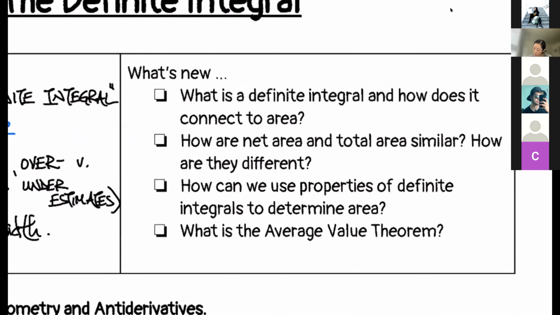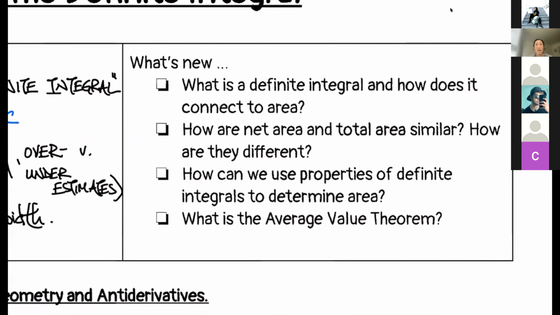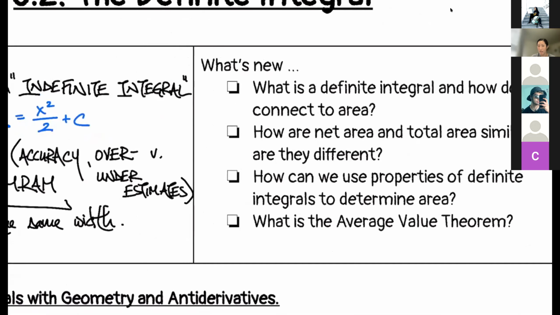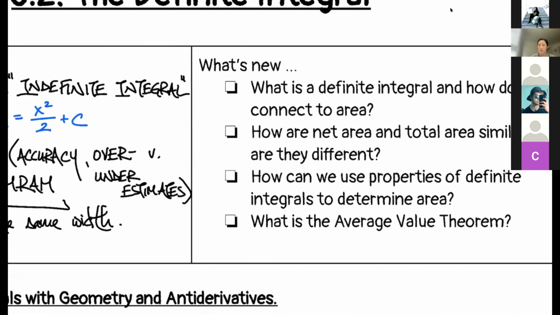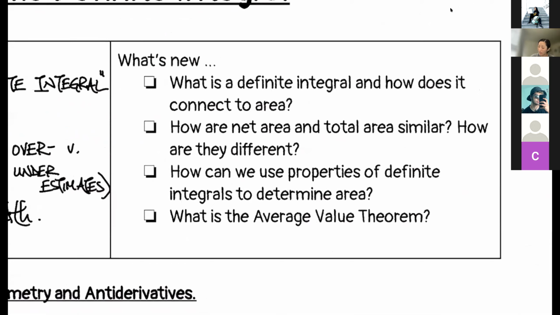All right, we stopped talking about slope and we started talking about the area underneath the curve. And so what's new for today? Well, what's new for today is that we're going to take a look at something called a definite integral. Now that is only missing 2 letters from our indefinite integral, but we want to know what is a definite integral. Okay. We also want to know how it connects to the idea of area. And then we're going to take a look at something called net area and total area.